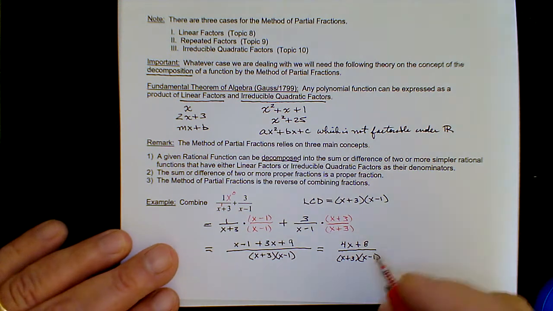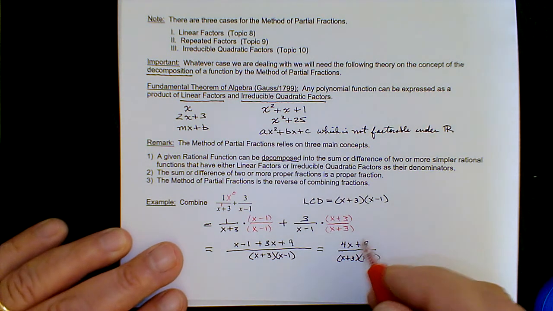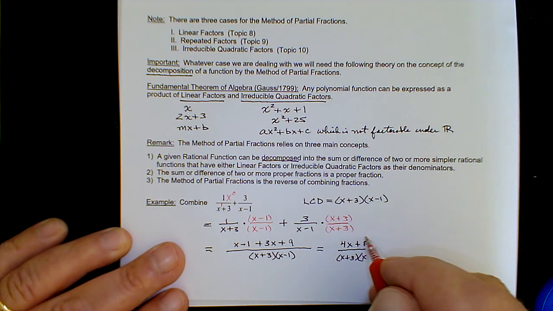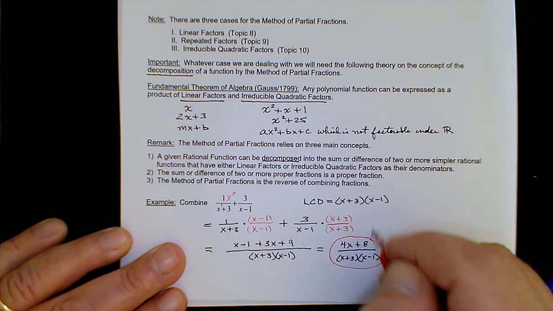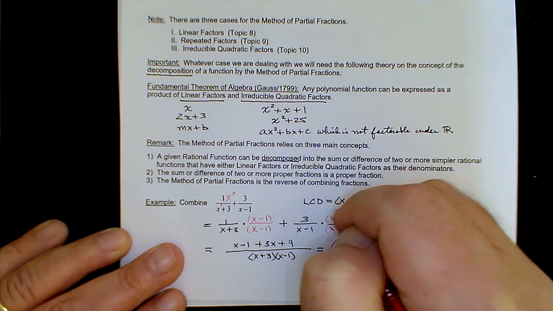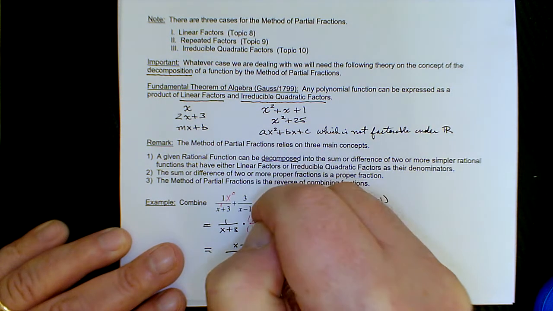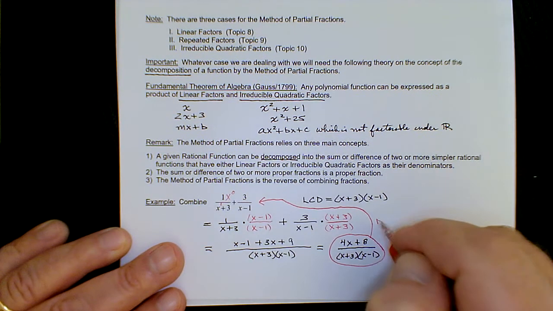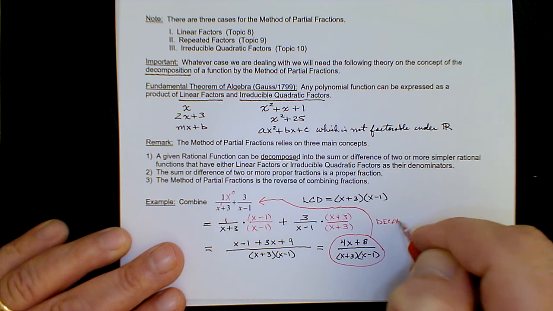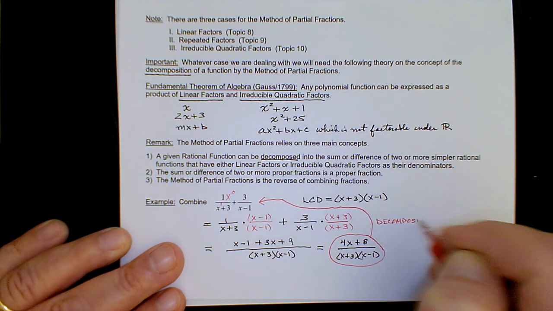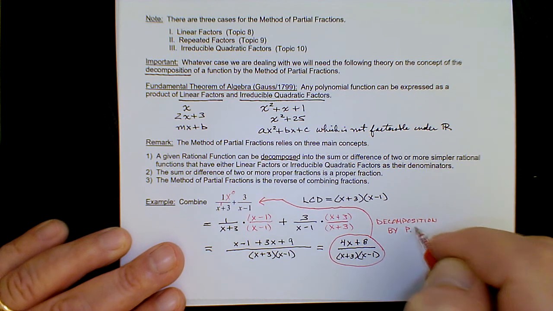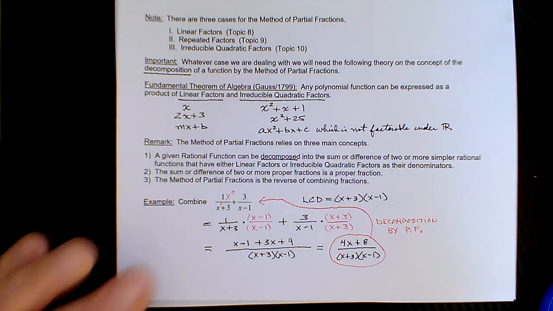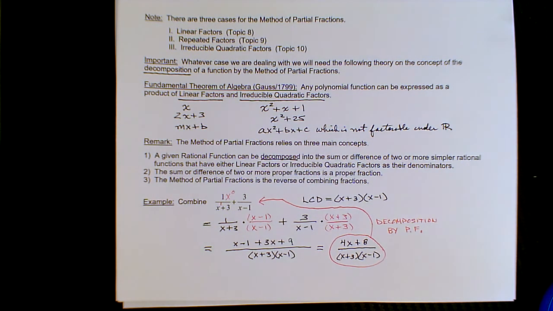And basically, what we're going to do is reverse the process. That's what the method of partial fractions is all about. We're going to start with something like this and decompose it into this. So this will be the decomposition by, I'm just going to say PF, the method of partial fractions. So again, it's the reverse of combining fractions.